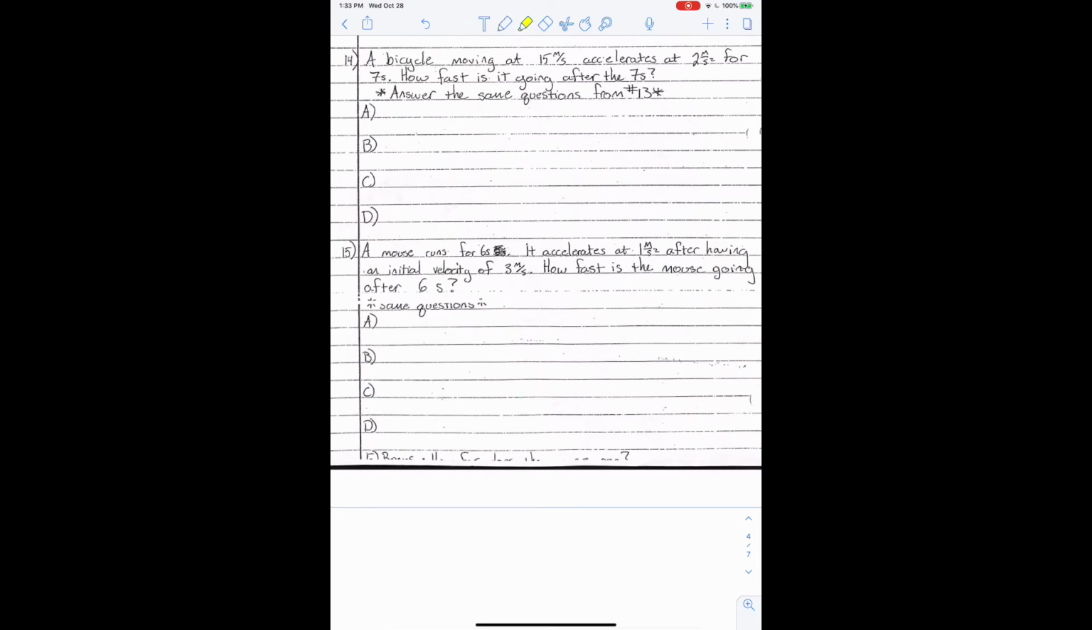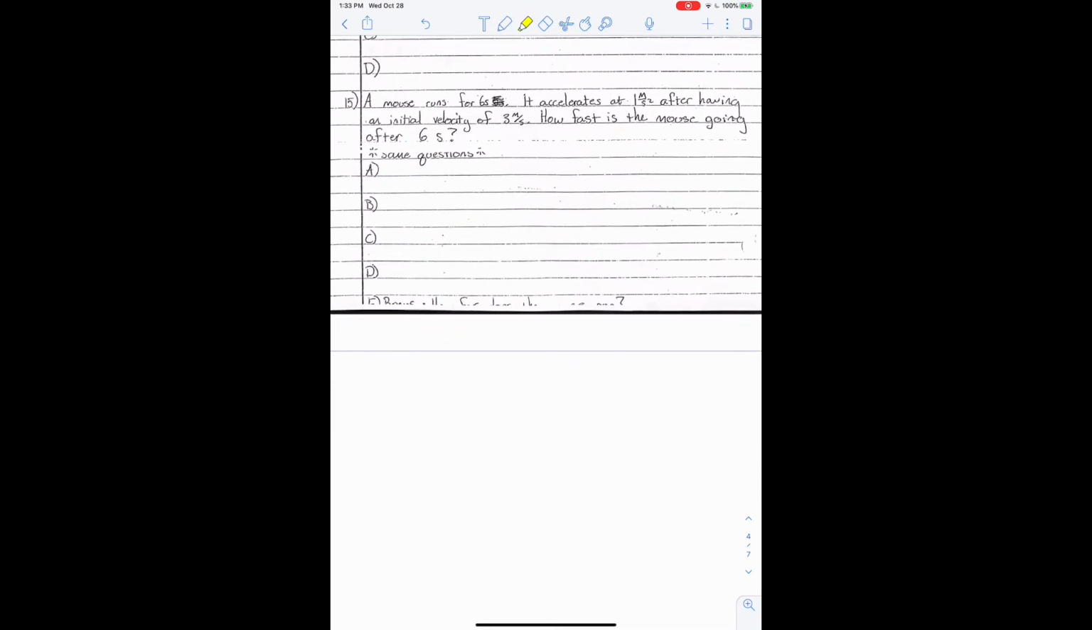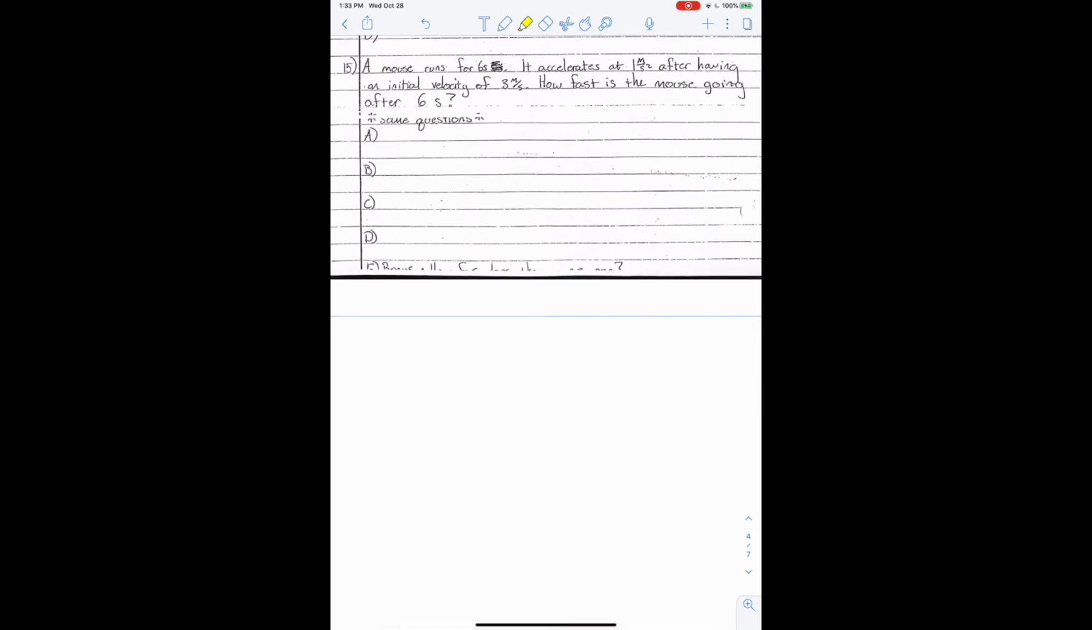So when I read a problem, I like to underline or highlight what's important. I'm going to do problem 15, and then I gather up my variables at the bottom and then pick an equation to use. So this problem says a moose runs for 6 seconds. It accelerates at 1 meter per second squared after having an initial velocity of 3 meters per second. How fast is the moose going after 6 seconds? So I'm going to go ahead and highlight what I'm seeing here. So the first thing is 6 seconds. This is the time. Accelerates at 1 meter per second squared. There's our acceleration. Initial velocity of 3 meters per second. That's VI.